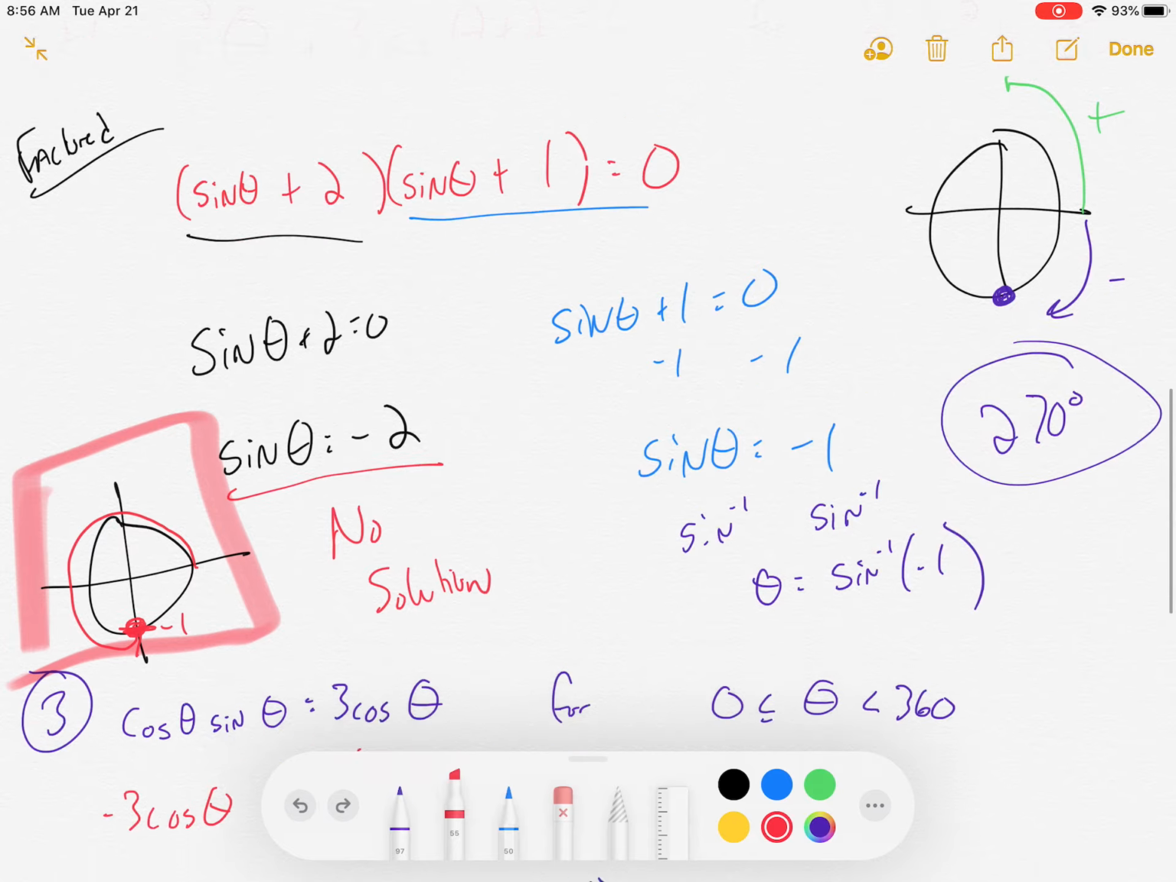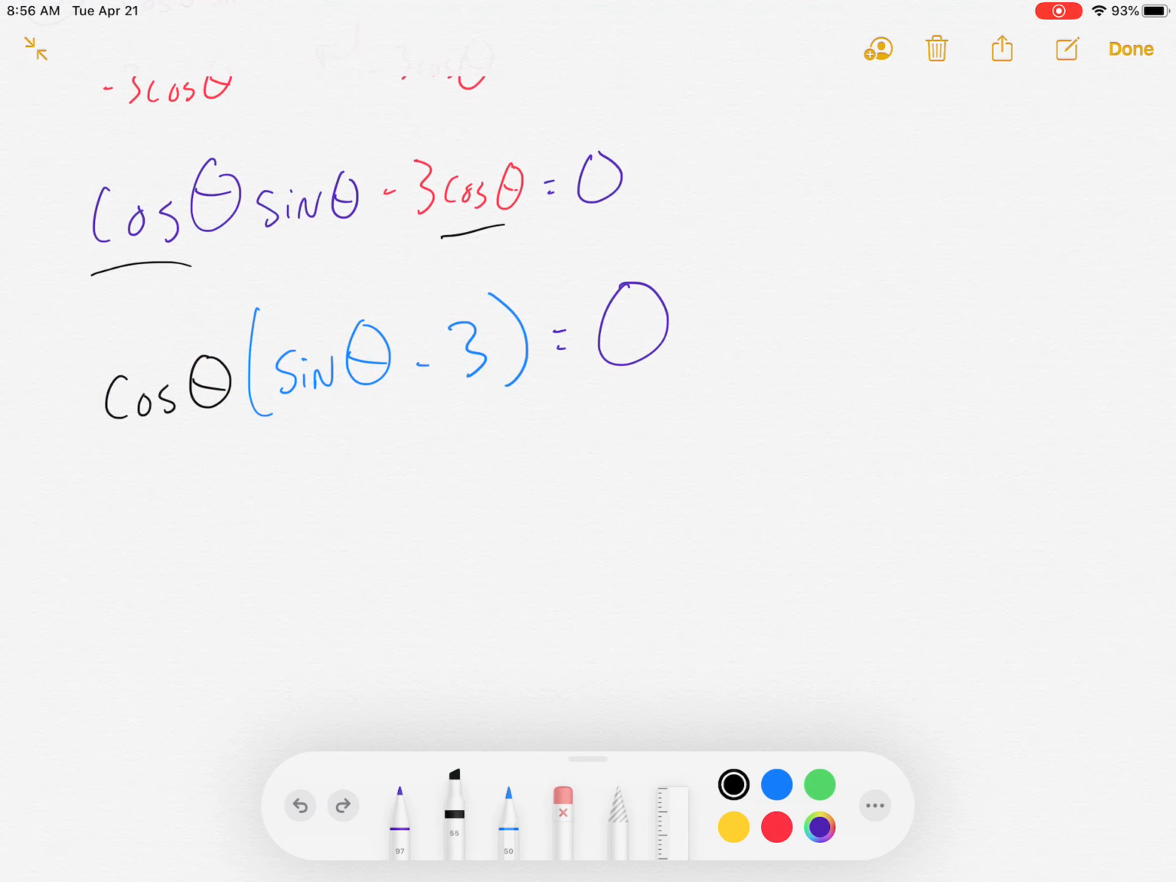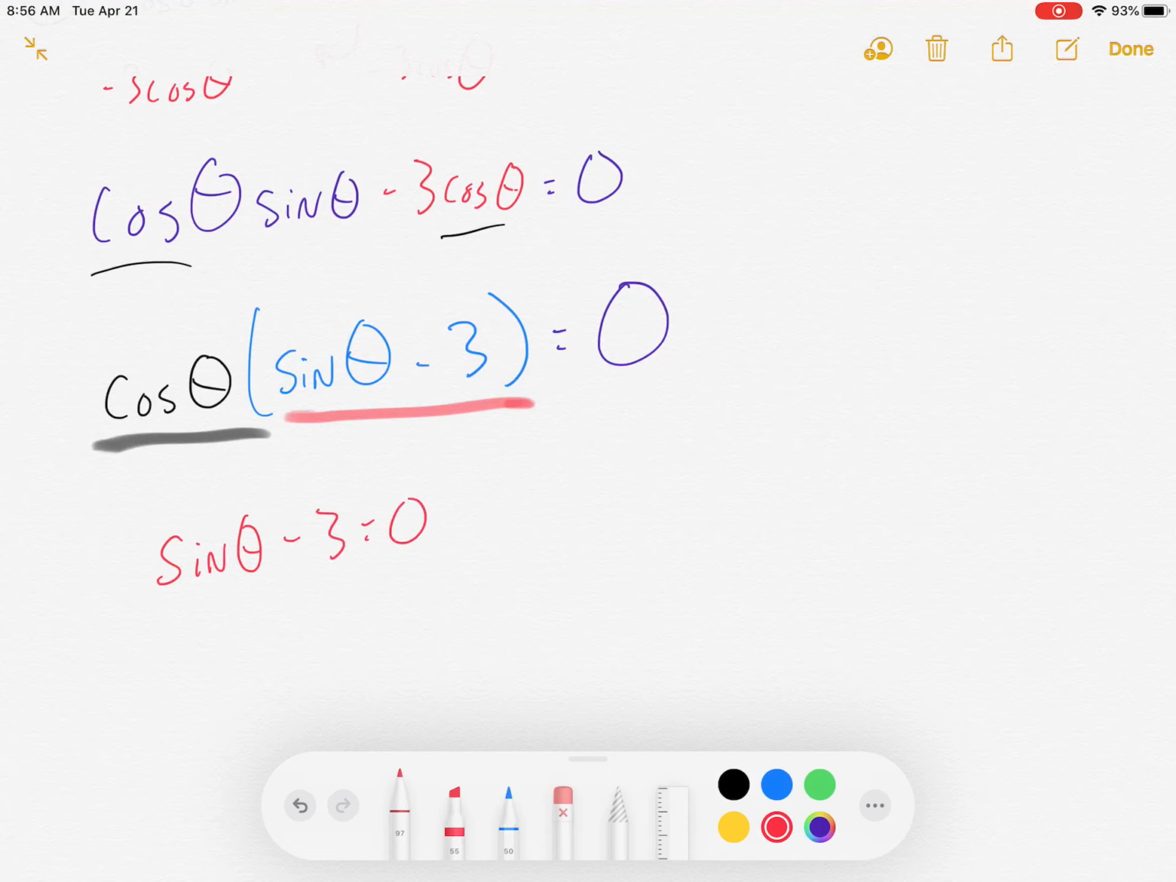Now it's more or less the same as before. Before I had two numbers multiplied together to equal 0. Well, here I have two numbers multiplied together to equal 0. So all I need to do is set both of these equal to 0. Let's do the first one. Actually, let's do the red one first. We'll get sine of theta minus 3 equals 0.